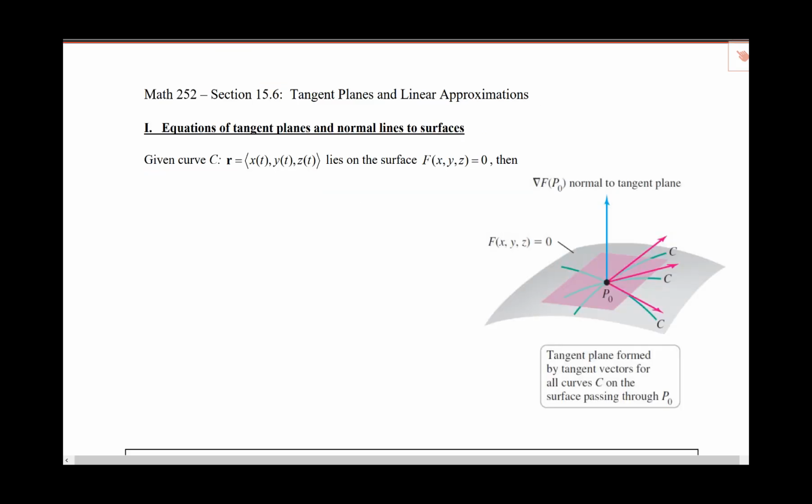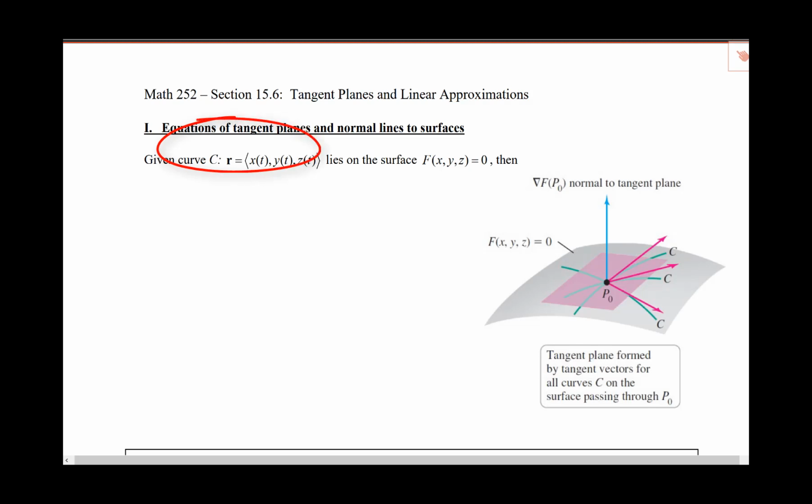In 2 dimensions, when we have a curve, we talk about the equation of a tangent line. But now here in space, we have a surface. So what we want to look at is the equation of a tangent plane to that surface. Let's go through the derivation for the equation of the tangent plane.